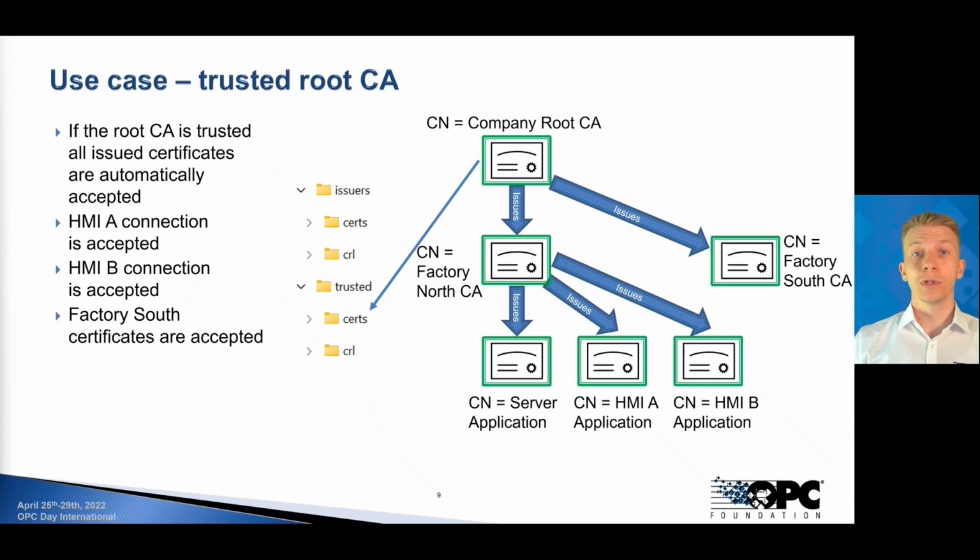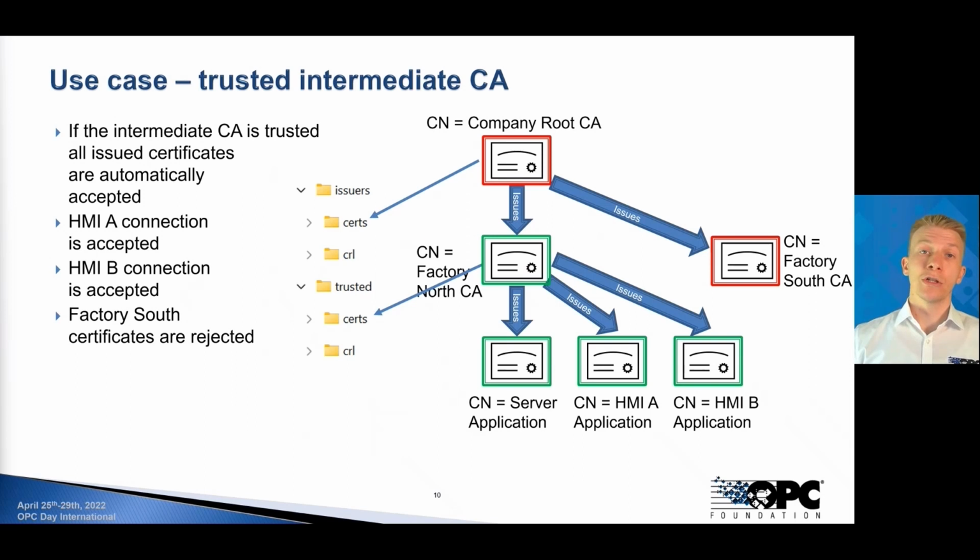You could put a CA certificate into a trust list. This would result in every certificate issued by this CA being automatically trusted for incoming connections. So the server application in our example will accept any client application, no matter whether it comes from the factory north, the factory south, or any other factory.